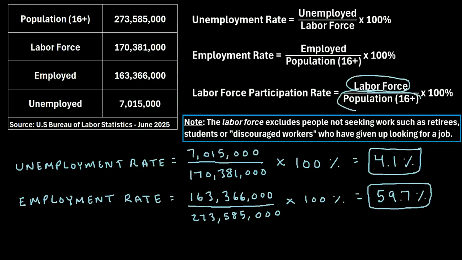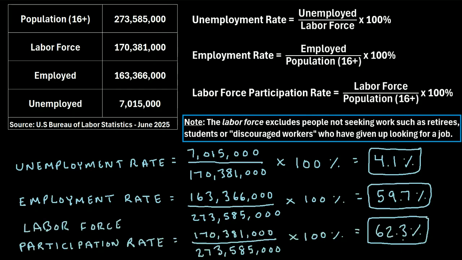Then lastly, we can calculate something known as the labor force participation rate, which is simply the labor force divided by the population of individuals who are 16 years or older. So to calculate that, we just take the labor force number and divide it by the population. So here's what we get when we do that. And that comes out to 62.3%.